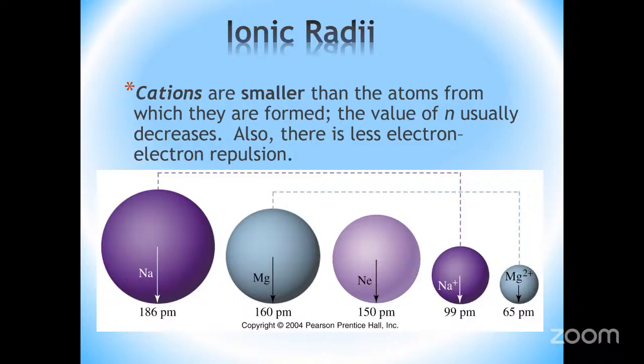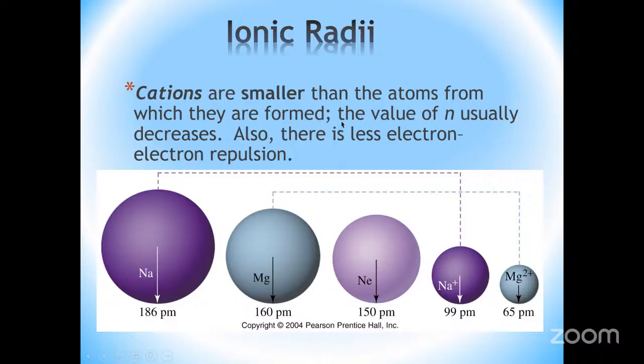That is true pretty much across the board for all ions when you compare their sizes to their atoms. Here's another example. Magnesium has a radius of 160 picometers, but the magnesium ion is 65 picometers. That's more than half the size when you compare the magnesium ion to the magnesium atom. That is true for the relationship between cations and the atoms from which they're formed.